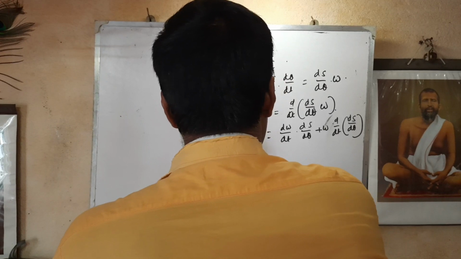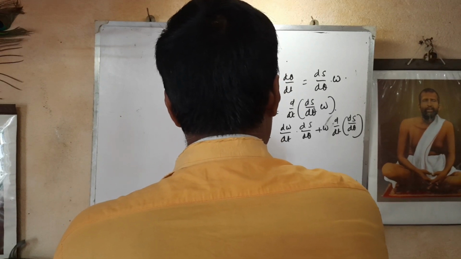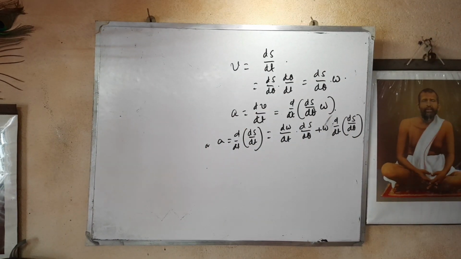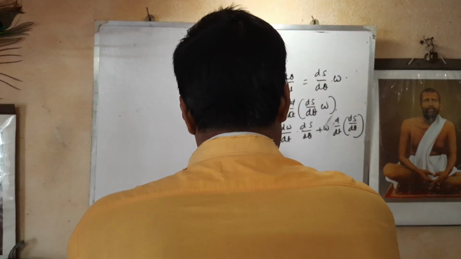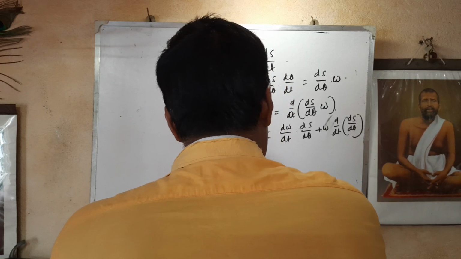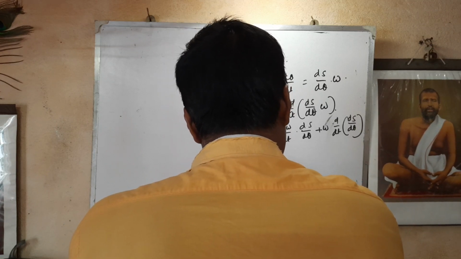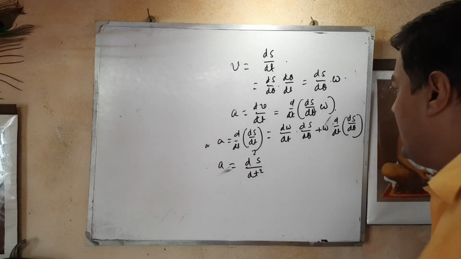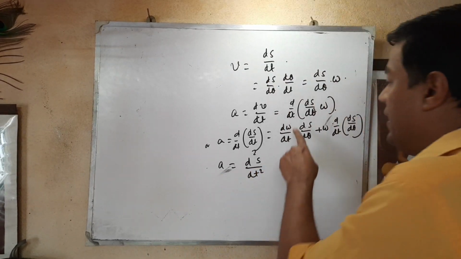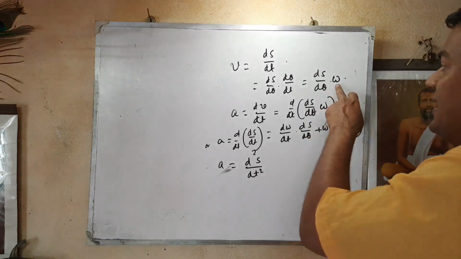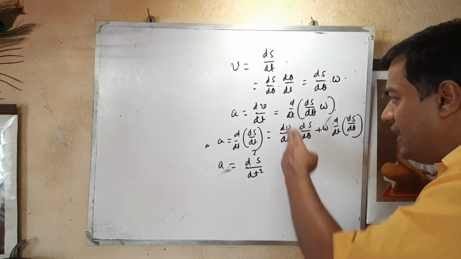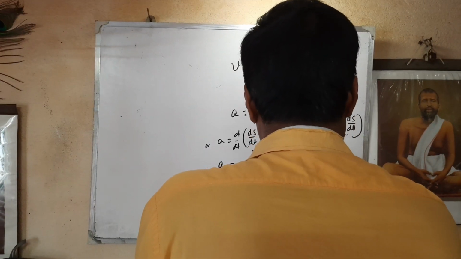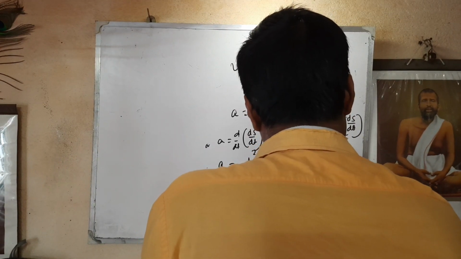Or you can also again say a equals d/dt of ds/dt, because v equals ds/dt. Or we have acceleration a equals d²s/dt². Acceleration a equals d²s/dt², it is coming as dω/dt. Now omega was defined here as the angular velocity. So dω/dt is nothing but the angular acceleration, generally treated as alpha. Alpha ds/dθ plus omega.